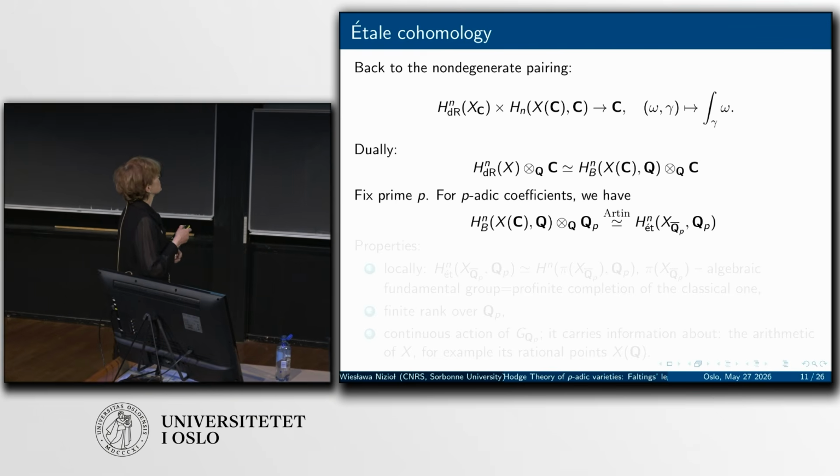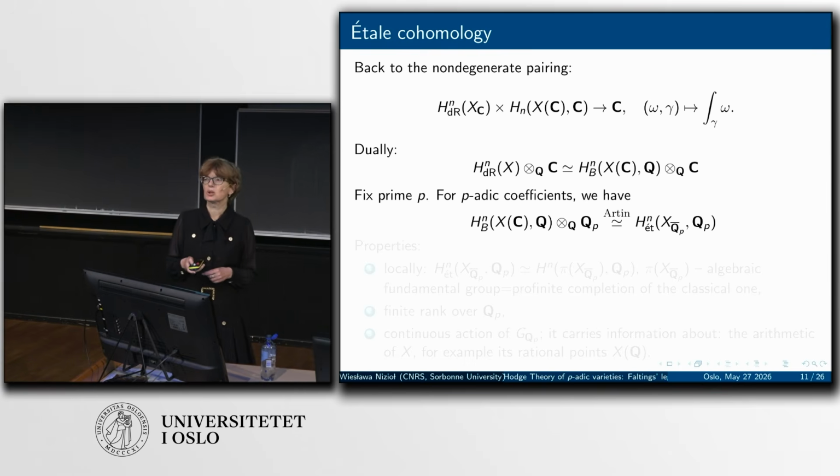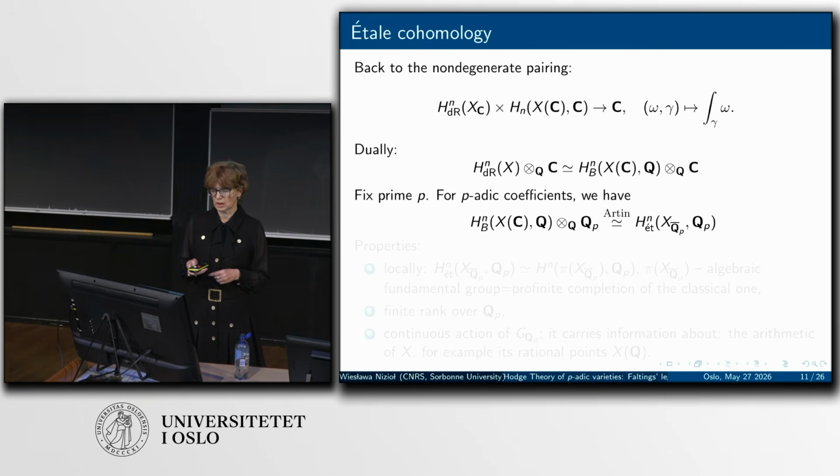We extend coefficients here from rationals to p-adic numbers, so we localize. And then if we do that for Betti cohomology, by Artin we know we can express it as étale cohomology of X with coefficients extended to Q_p bar. And now this cohomology here is defined algebraically. So we have a good algebraic analog. So in this particular case, this cohomology is actually easy to define.